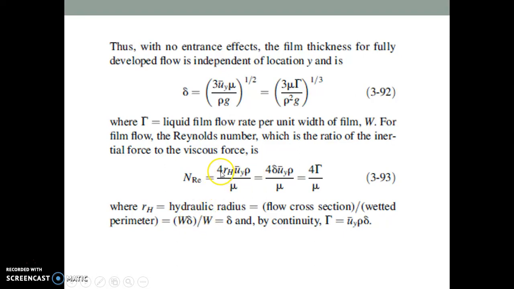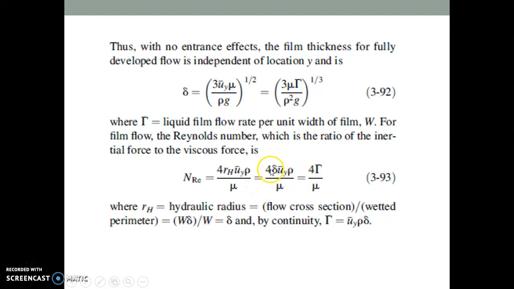4 delta, because W delta over W. So whenever we substitute R_H, which is equal to this equation, into the 3.93 equation, the R_H will be W delta over W. So W over W will be 1. So the remaining will be 4 rho u_y rho, 4 delta u_y rho over mu.